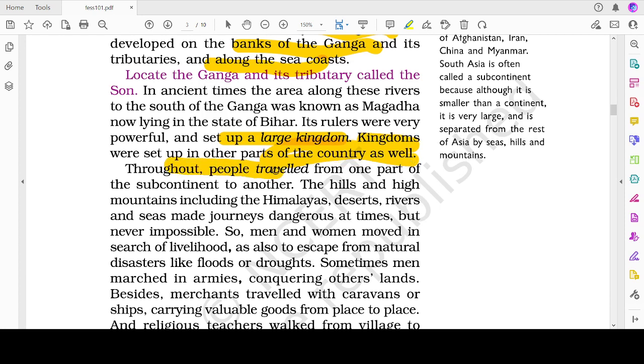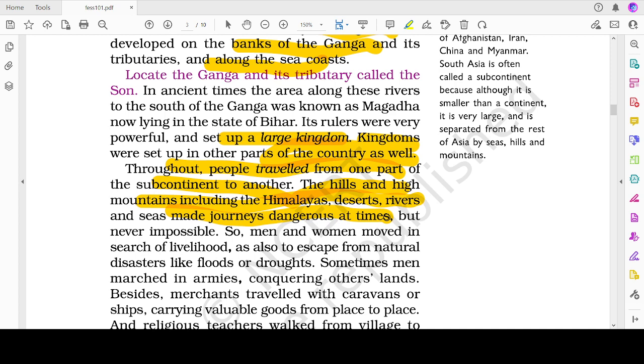Throughout, the people traveled from one part of the subcontinent to another. The hills and the high mountains, including the Himalayas, the desert, rivers, and seas, made journeys dangerous at times, of course. Because at that time we had not developed our mode of communication as we have now: buses, trains, cars, airplanes.